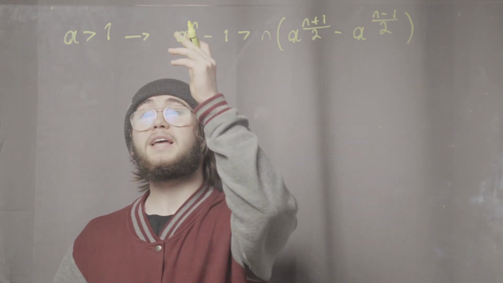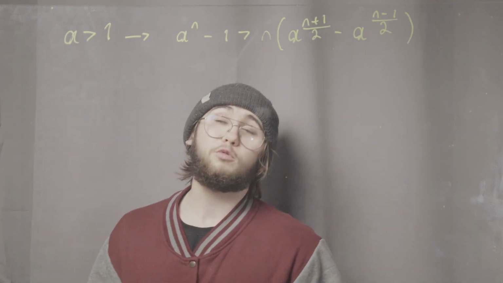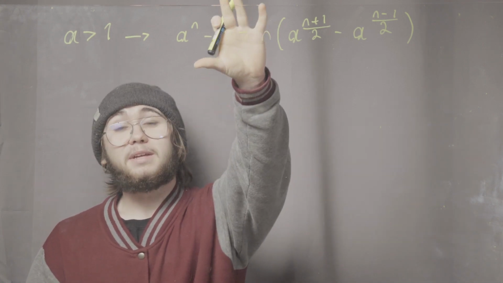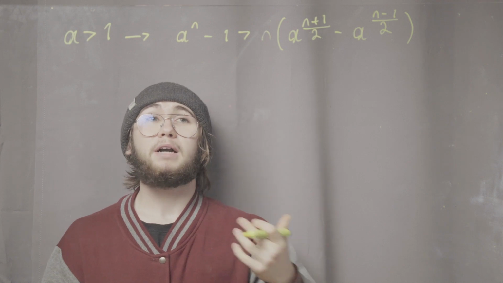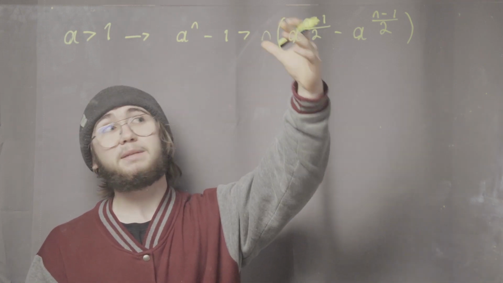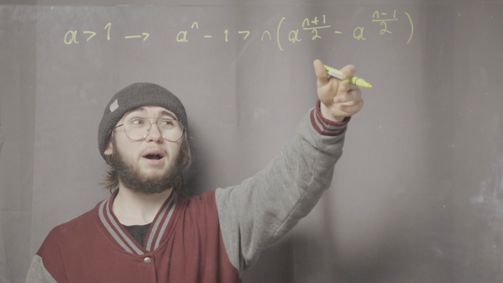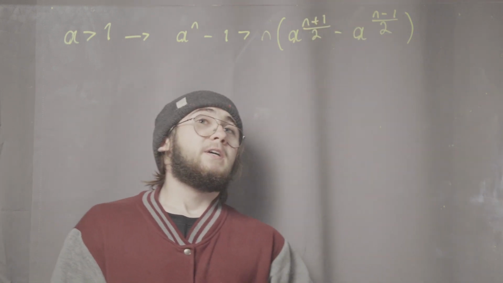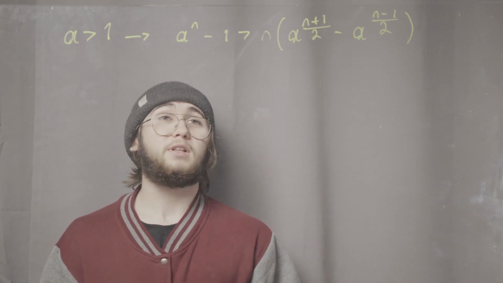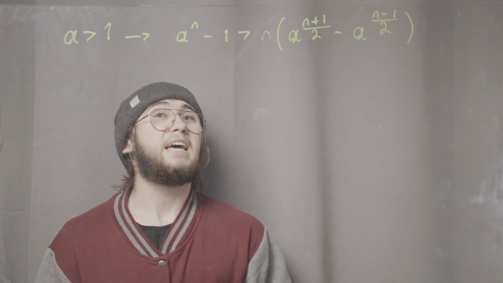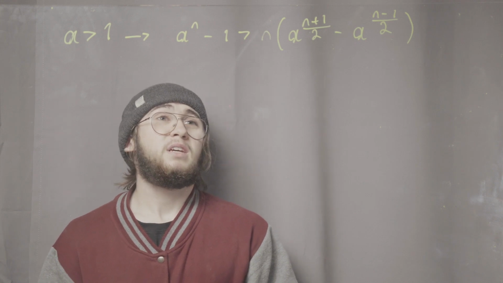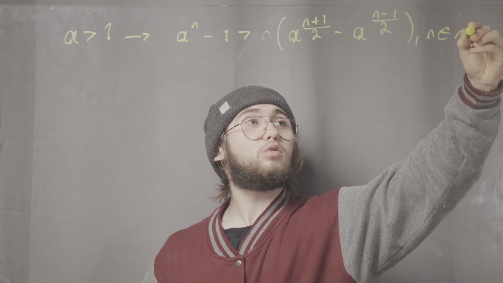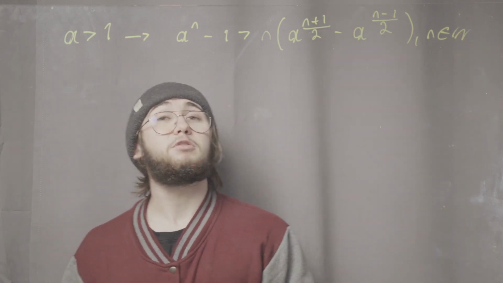We're supposed to prove that a being greater than 1 and not equal to 1 implies that a to the power of n minus 1 is greater than n times a to the power of (n+1)/2 minus a to the power of (n-1)/2. Lovely. We're supposed to prove it for every single n, where n is a natural number. I haven't really specified that.